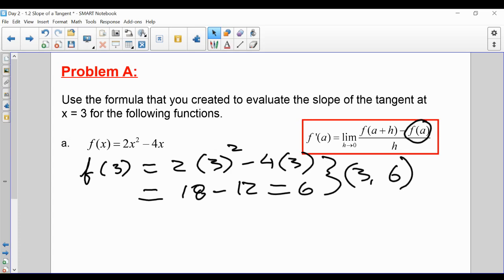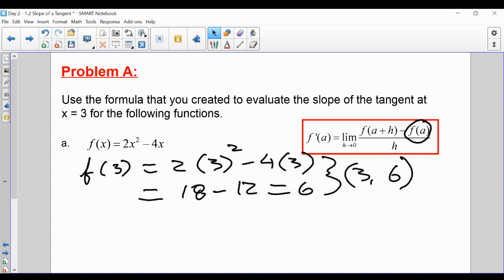We'll talk about that limit stuff later on, Stephen. We'll get to that. But we want to know, at that point on this quadratic function, the 3, 6, that's a point on the function. You put 3 and you get 6. That's a point on the function. What is the slope at that particular point?